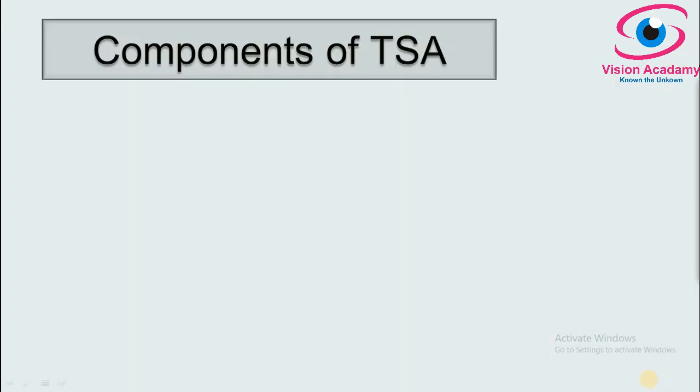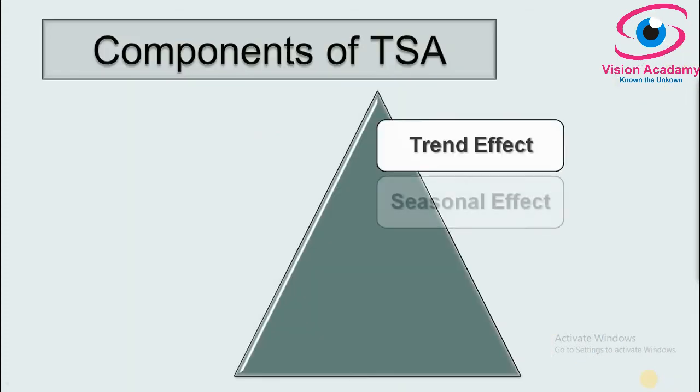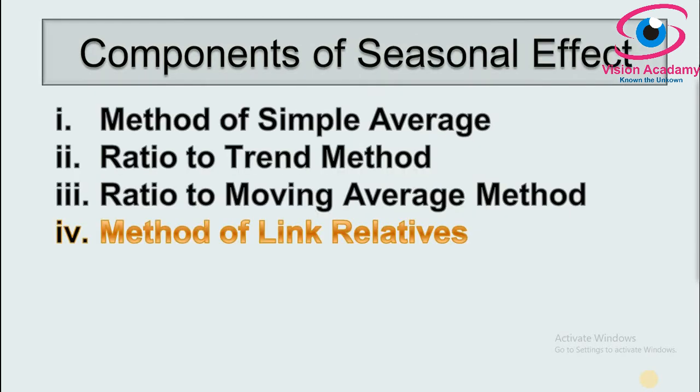So you know the components of time series analysis. We have dealt with the trend effect. In the trend effect, simple moving average and least square method, I have prepared separate videos, and in this video I am going to deal with the seasonal effect. These are the components of the seasonal effect, and for each and every component I have made separate videos. You can scroll down in the description box for the respective video URLs.